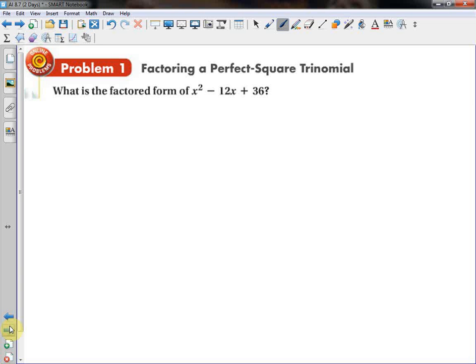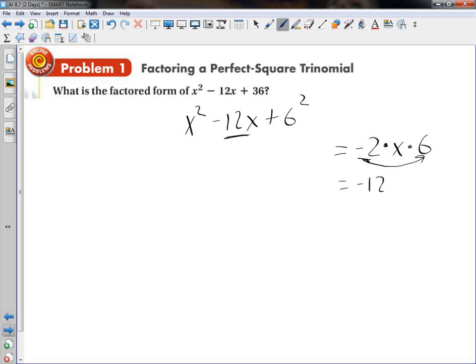Well, first thing I notice is that the first term is a perfect square, and the last term is a perfect square. It's 6 squared. Then in my head, I just need to think, is this middle term equal to negative 2 times x times 6, or if I combine those two terms, negative 12x. If I look, those are the same, which then tells me that this is a perfect square trinomial, right?